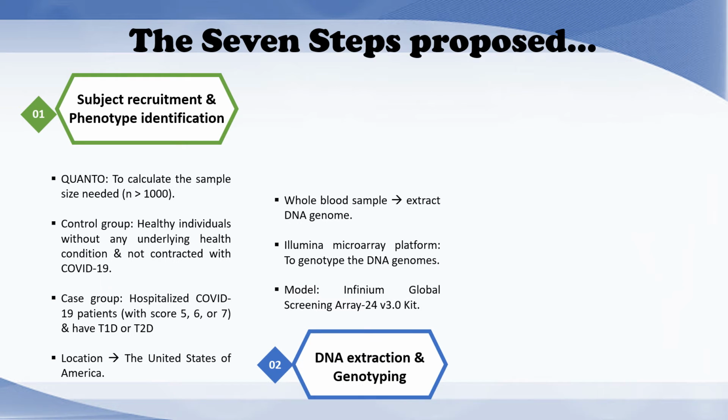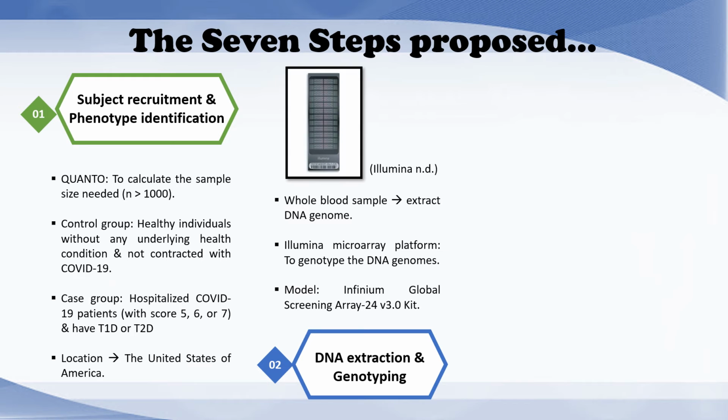In the next step, DNA genomes will be extracted from the whole blood samples of every subject, followed by genotyping of the genomes using the Illumina microarray platform, as it has a better specificity as compared to other platforms in the market. The model of the platform in this study is the Infinium Global Screening Array 24 version 3 kit.